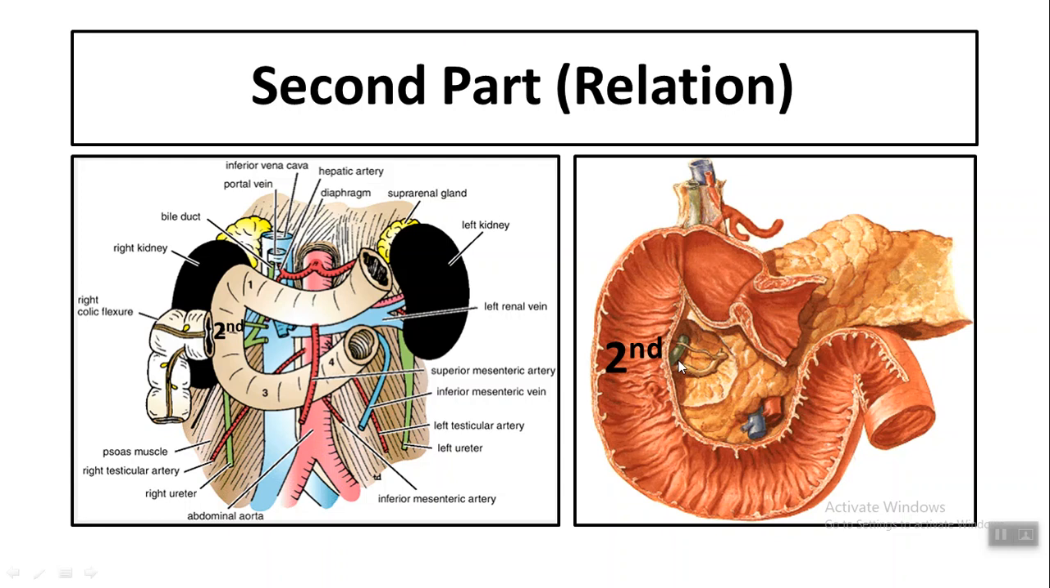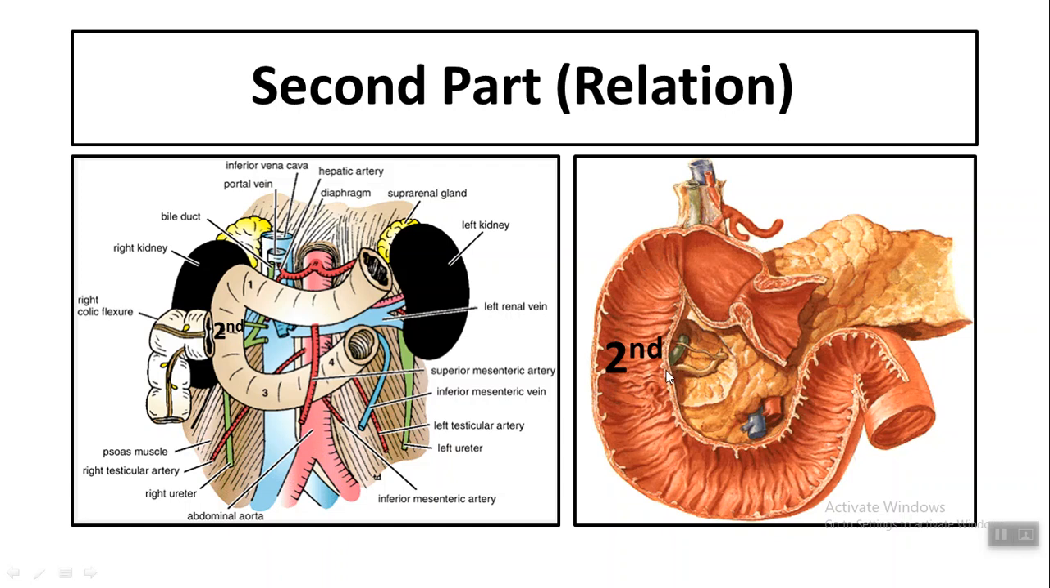The medial relation is the pancreas, the head of the pancreas, with the bile and pancreatic duct that open into the middle of the second part of the duodenum. This is the site of the entrance of the common bile duct. It will be the line of demarcation between the foregut above and the midgut below.